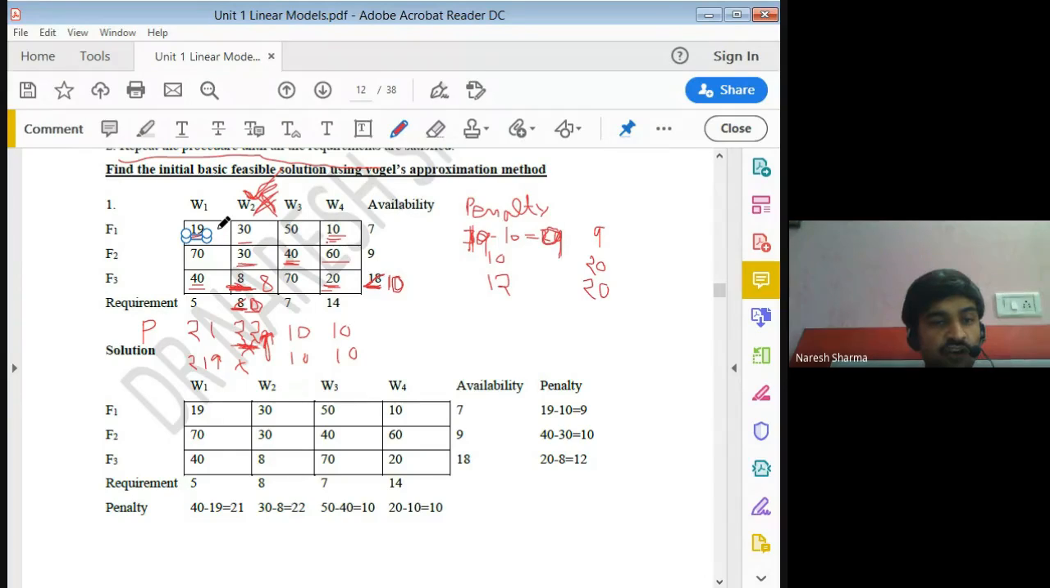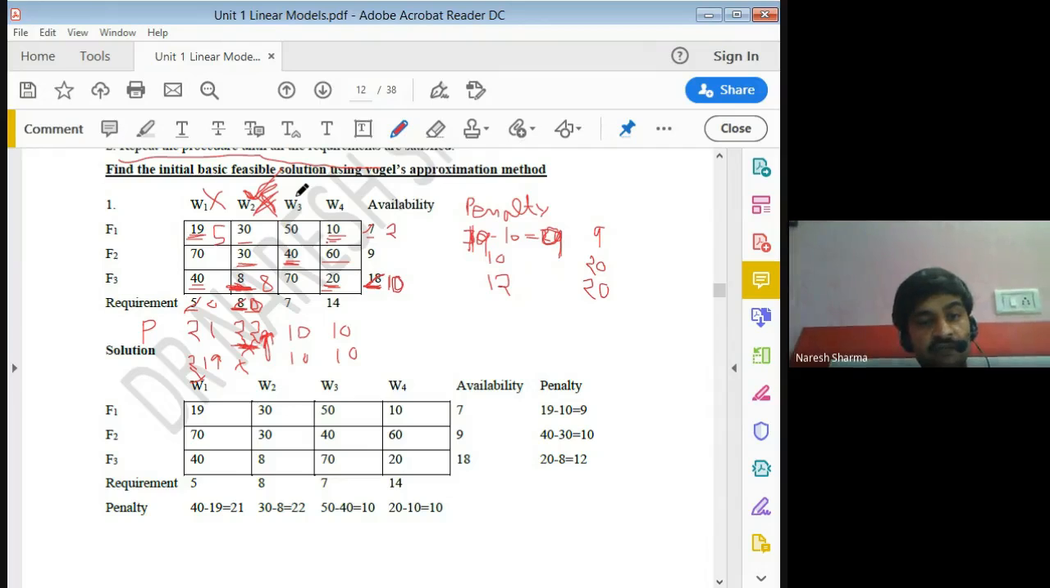So now the minimum cost in your first column is 19. So we select 19, and the requirement is 5 and availability is 7. So the minimum of these two is 5. We allocate 5 here. So the requirement fulfilled is 0 now. Now availability in the first factory is 2. So again we remove this first column. Again now we are left with 3 rows and 2 columns only. These 2 columns are left only.